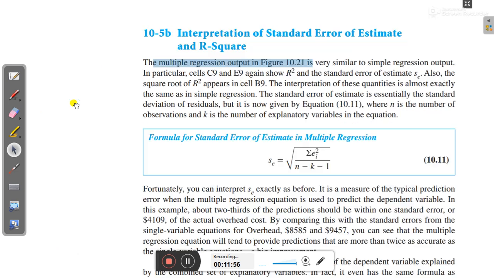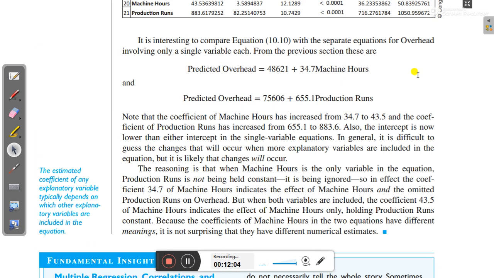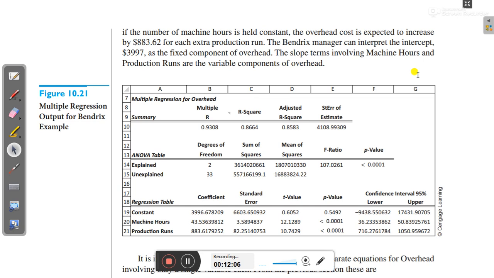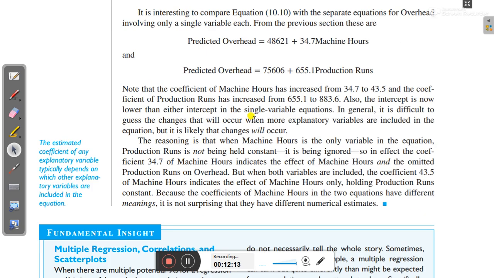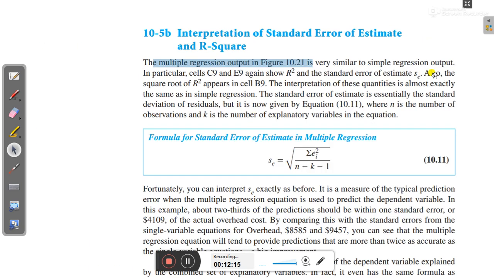The multiple regression output in figure 10.21 is very similar to simple regression output. In particular, cells C9 and E9 again show R-square and the standard error of estimate, as C9 and E9. This is the standard error and that is the R-square value. Also, the square root of R-square appears in cell B9.